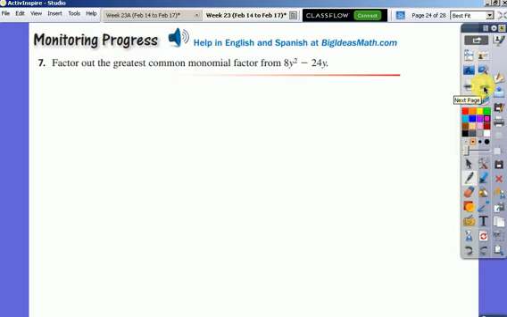Says factor out the greatest common monomial factor from 8y squared minus 24y. What is the greatest common factor? 8 what? 8y. And notice they call it the greatest common monomial factor because it's a monomial, but you can just call it the greatest common factor. Questions on GCF before we look at actually factoring it out and working with the form that we have left over?